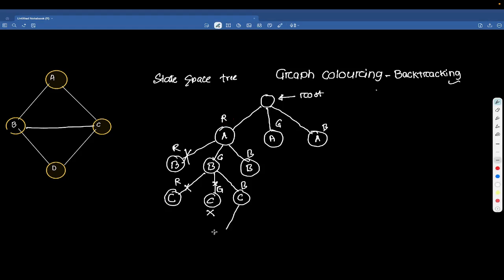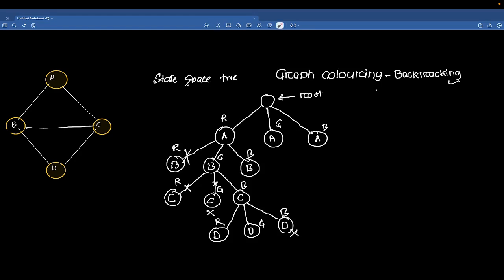So D can be colored as red, D can be colored as green, and D can be colored as blue. Again, C and D are adjacent. C and D cannot have the same color, so this is not a valid branch to explore. And similarly, D is also attached to B. B and D cannot have the same color. So in this branch, B has the color green, so D cannot have the green color. So this is also not a valid branch.